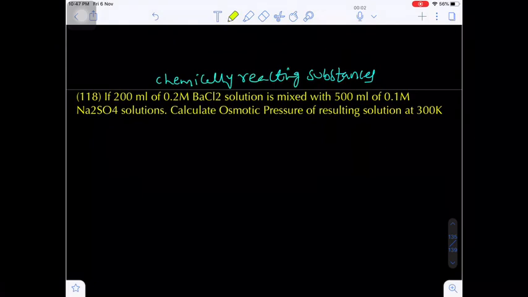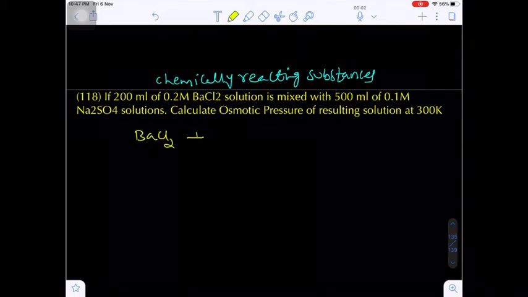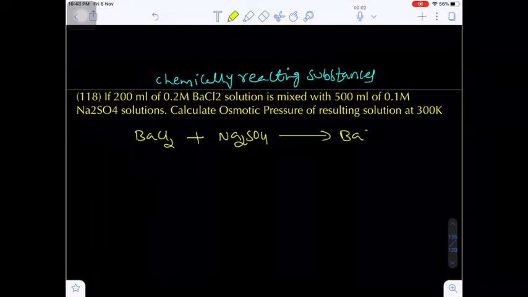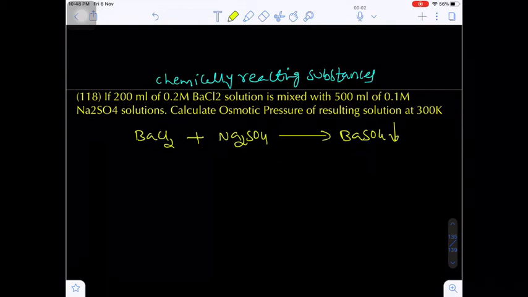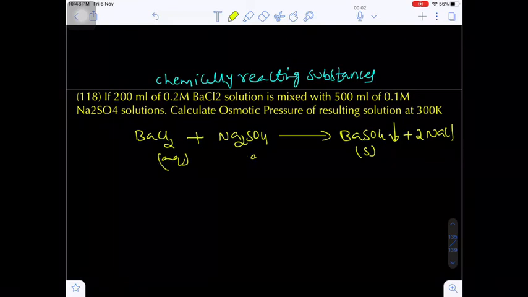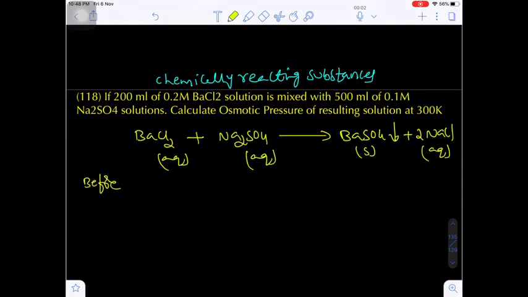Suppose two substances are chemically reacting. What are the two substances here? Number 1, barium chloride. Number 2, sodium sulfate. Yes or no? Barium chloride combined with sodium sulfate, you will get barium sulfate, a white color solid, that is a precipitate, and sodium chloride. Barium chloride is an aqueous solution, sodium sulfate is also an aqueous solution, but barium sulfate is an insoluble white precipitate and sodium chloride is an aqueous solution. Yes or no?